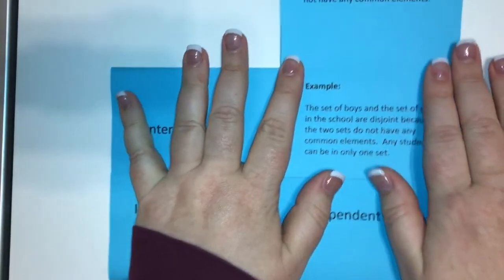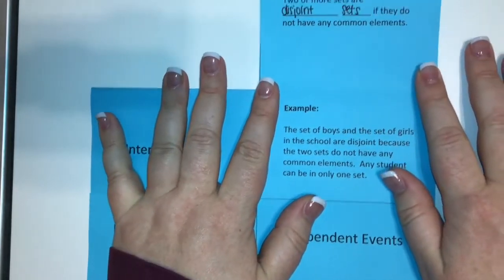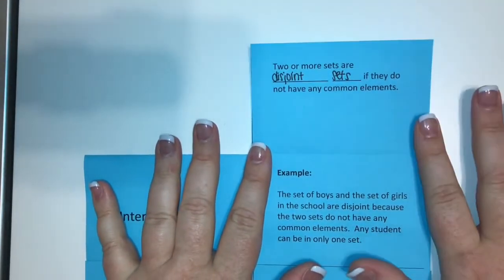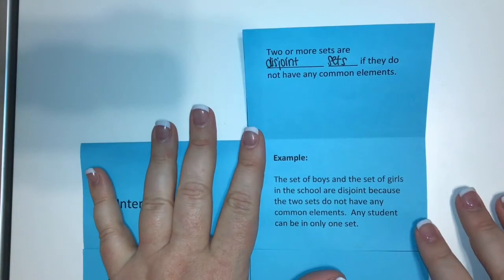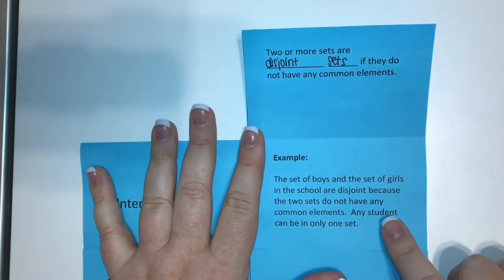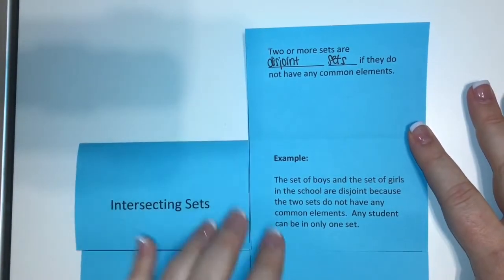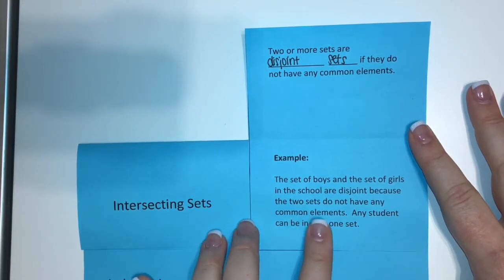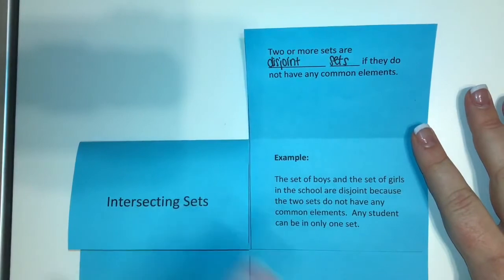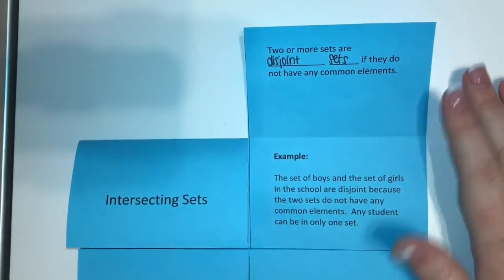Disjoint sets is two or more sets are disjoint if they do not have any common elements. In our example here, the set of boys and the set of girls in the school are disjoint because the two sets do not have any common elements. You can only be in the boy set or the girl set. You can't be in both.